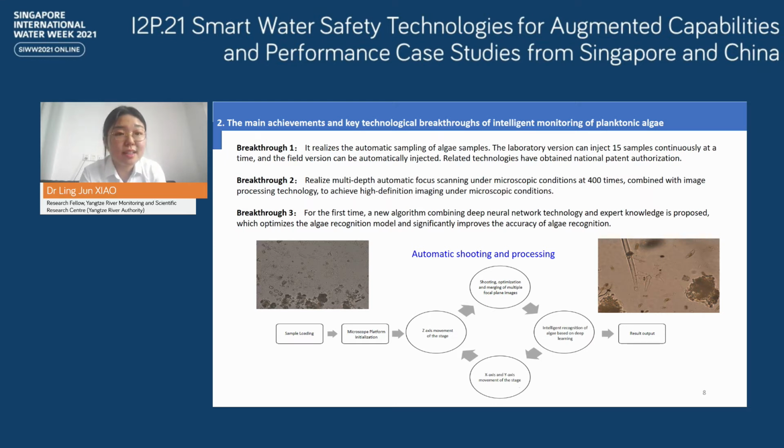authorization. Second, it realized multi-depth automatic focus scanning under microscope conditions at 400 times, combined with image processing technology to achieve high definition images under microscope conditions. Third, it proposed a new algorithm combining deep neural network technology and expert knowledge for the first time, which optimized the algae recognition model and significantly improved accuracy of algae recognition. Next.